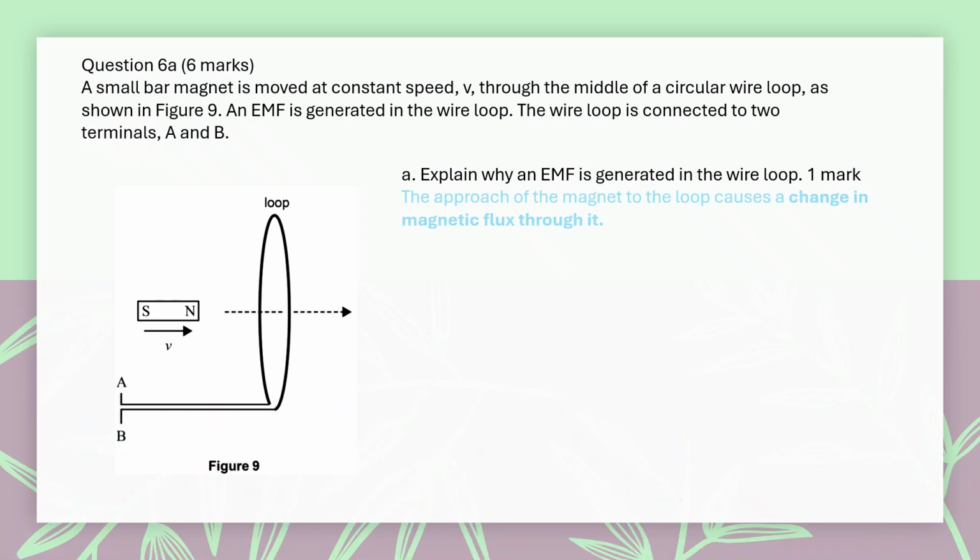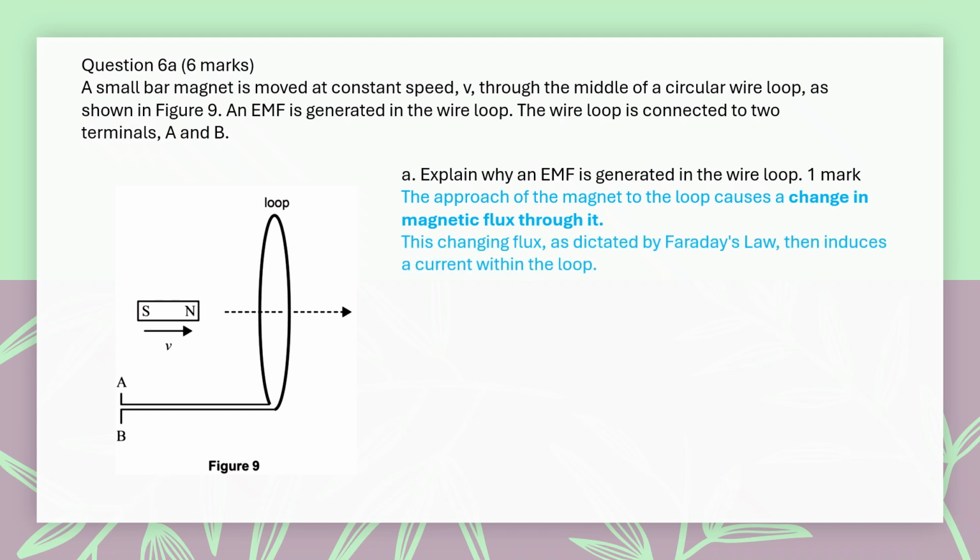The approach of the magnet to the loop causes a change in magnetic flux through it. This changing flux, as dictated by Faraday's law, then induces a current within the loop.